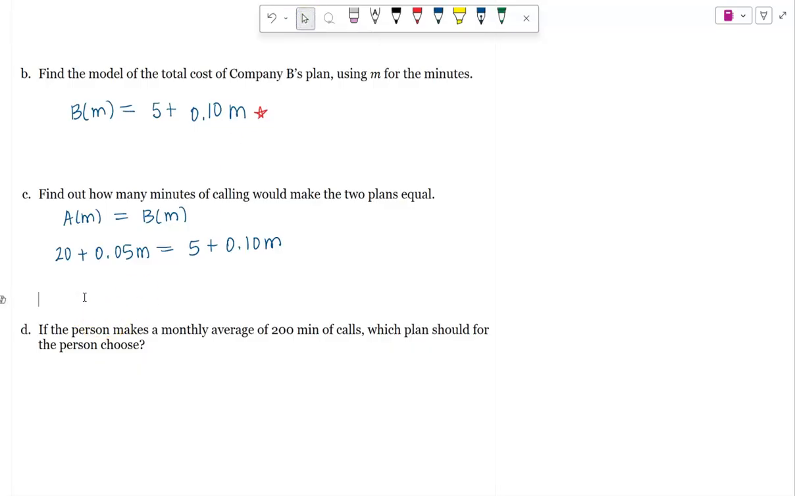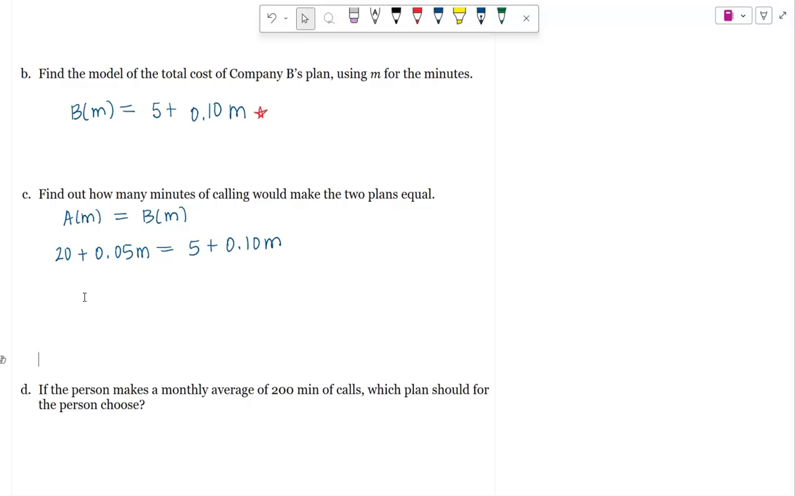I'm going to make a little more space here. Let's move the 5 over to the left. Let's subtract 5 from both sides. So we'll have 15 plus 0.05 M equals 0.10 M. And then we'll subtract 0.05 M from both sides.